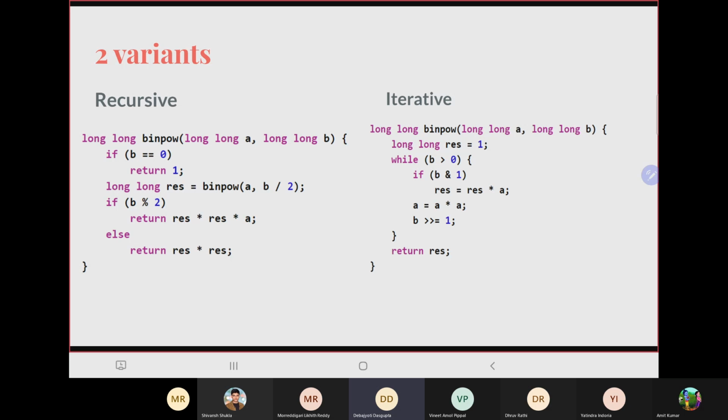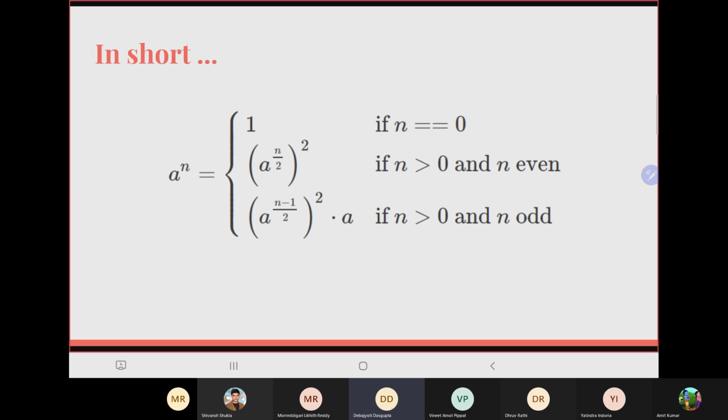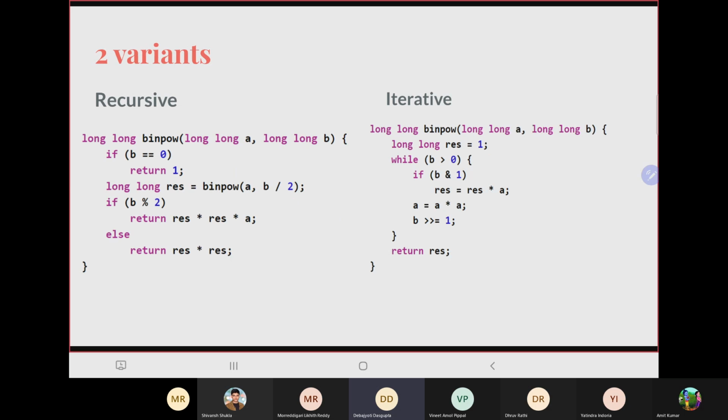I guess the function is pretty easy to implement, and it comes from the definition. Just remember the definition and you can implement the function very easily. The iterative version is the same thing, just implemented using bit shift operators, so it is a bit faster. You can just save this code somewhere and use it later, so you don't need to implement it every time it comes up.